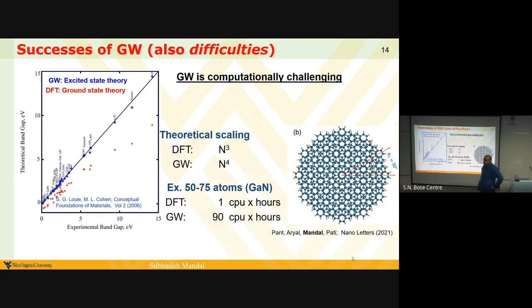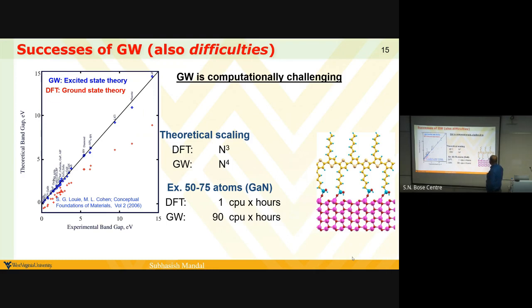DFT scales with n cubed, where n is the number of atoms in the unit cell. GW scales with n to the power 4, but really, it takes almost one order of magnitude more. So if you have a big model system, it's almost impossible to do a GW calculation. Or suppose you have a system with some molecule attached to nanowires and this kind of thing, then a GW calculation will be very difficult and almost impossible because you do not have software to deal with it.